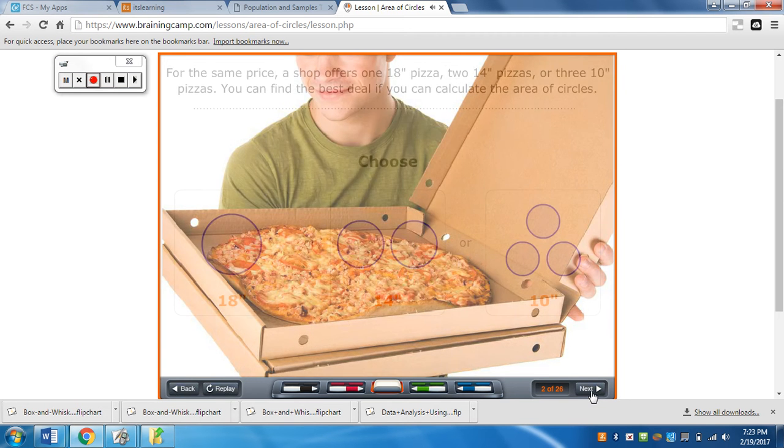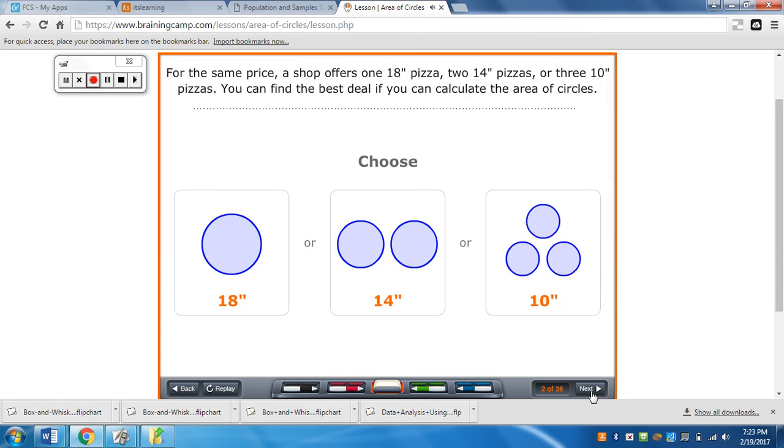Same price, a shop offers one 18-inch pizza, two 14-inch pizzas, or three 10-inch pizzas. You can find the best deal if you can calculate the area of circles.